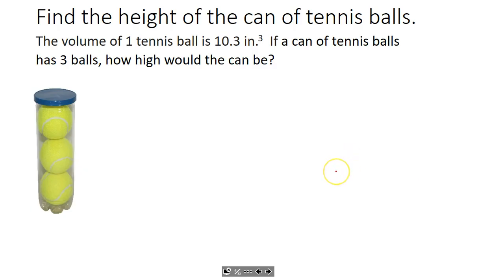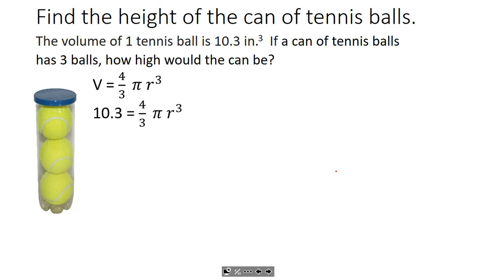This problem says find the height of the can of tennis balls. The volume of one tennis ball is 10.3 inches cubed. If a can of tennis balls has 3 balls, how high will the can be? So we are going to use the formula for the volume of a sphere to determine what the radius of the tennis ball is.